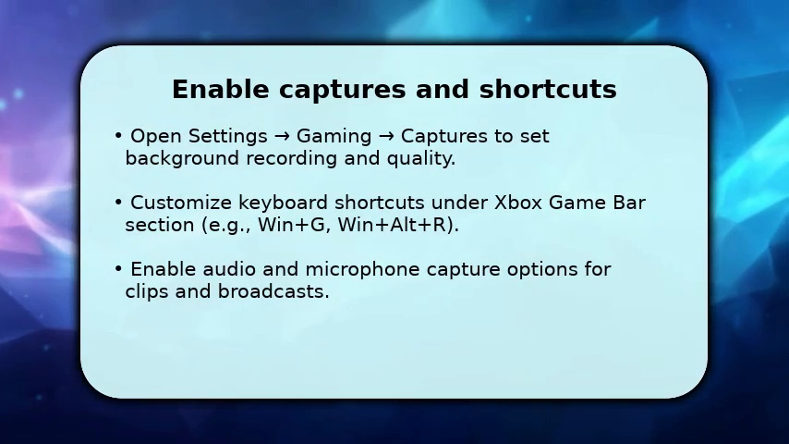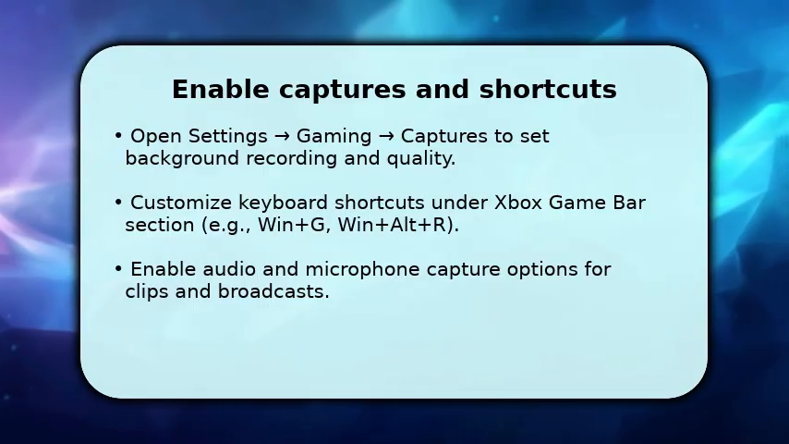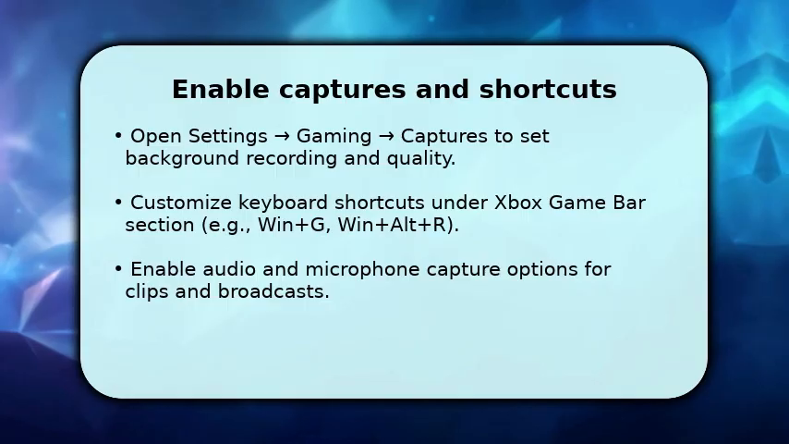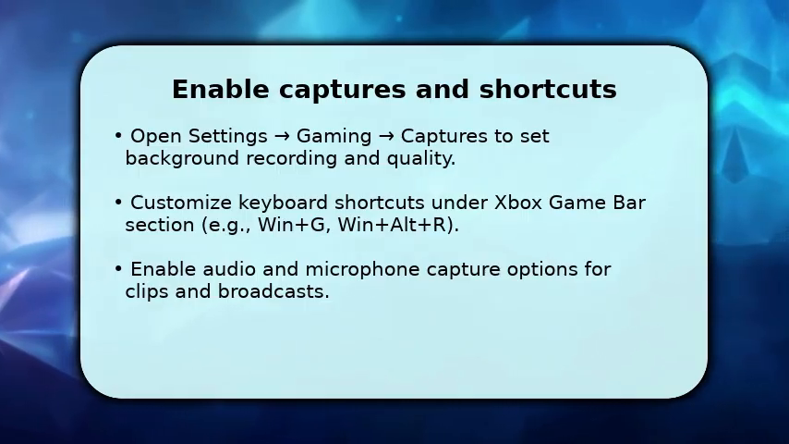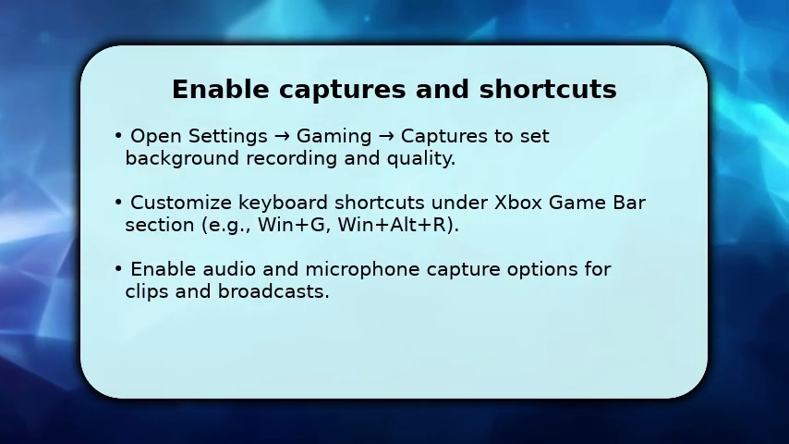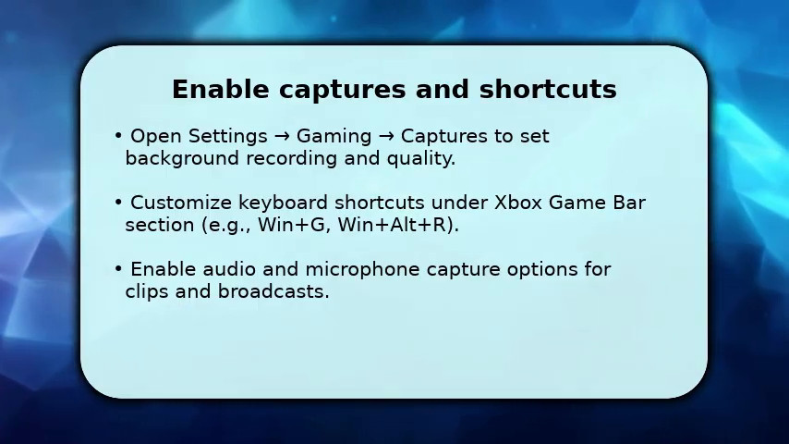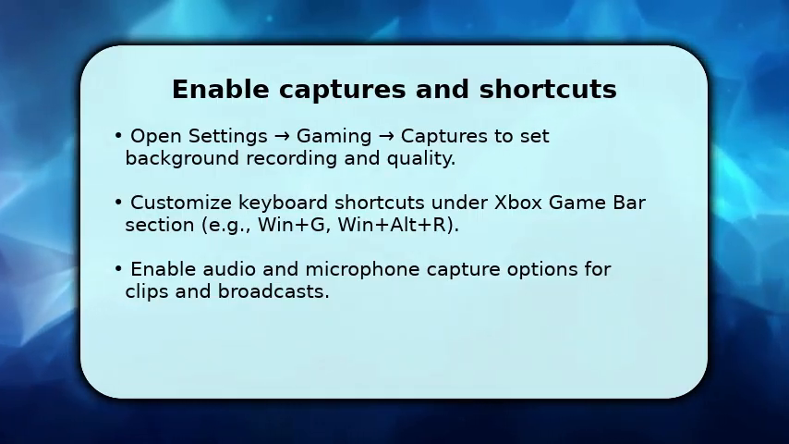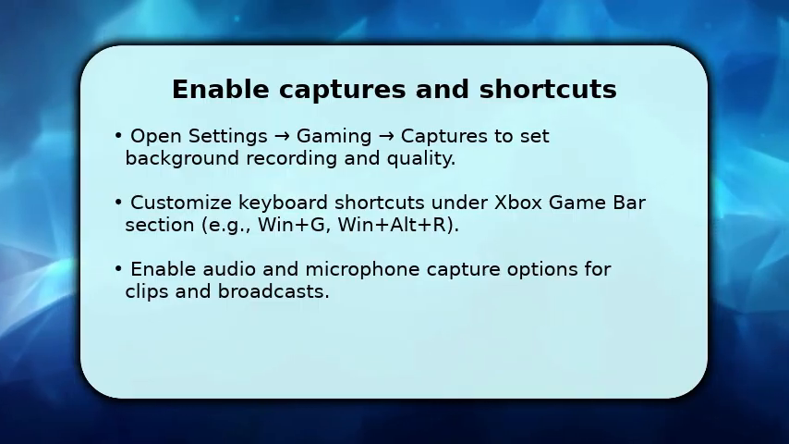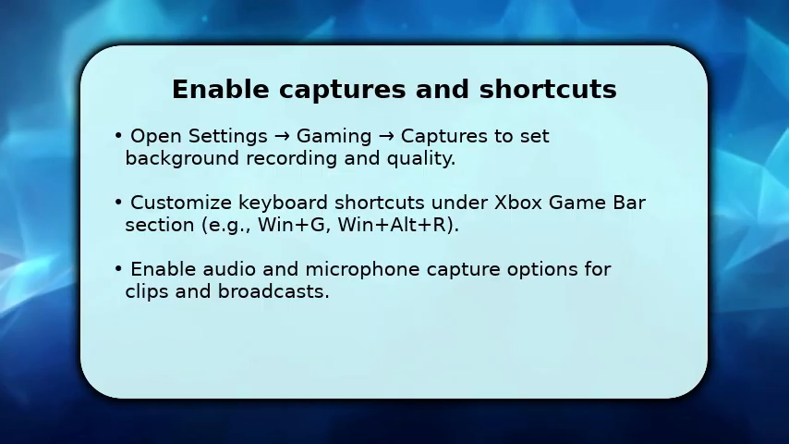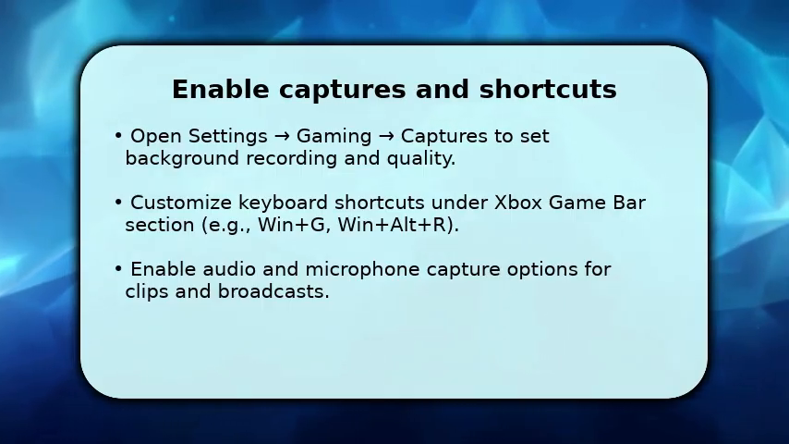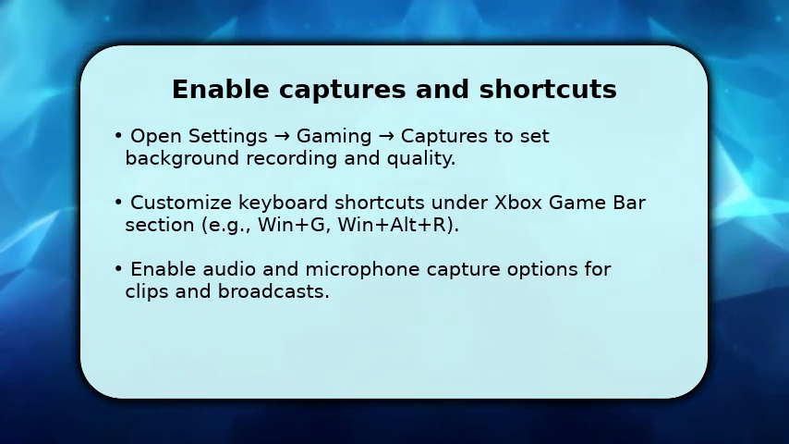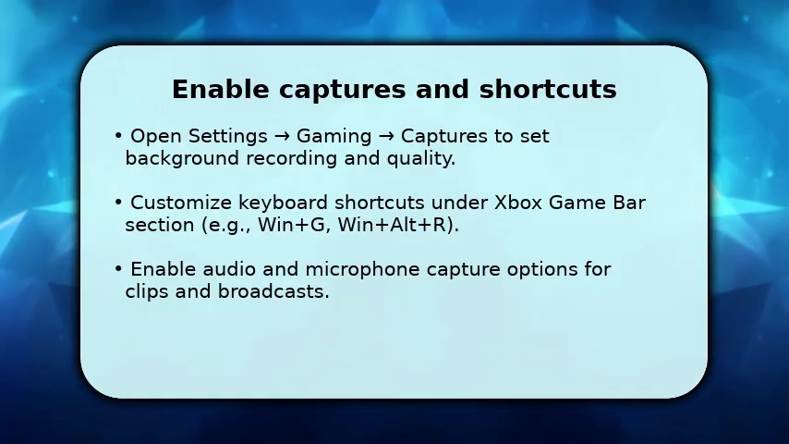Next, fine-tune capture and shortcut behavior so Game Bar works how you expect. In Settings, Gaming, Captures, pick video quality, frame rate, and whether to allow background recording. Higher quality increases file size. Then return to Xbox Game Bar settings to confirm or change hotkeys like Win plus G for the overlay and Win plus Alt plus R to record. Make sure microphone toggle and audio mix settings are enabled if you plan to record voiceover. These steps control what gets saved and how you trigger captures.